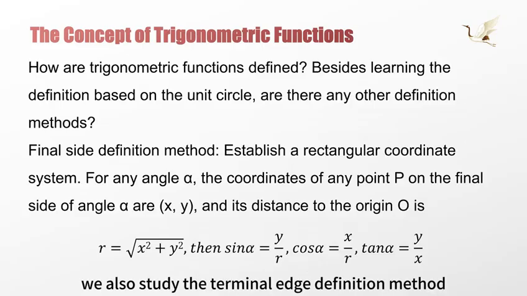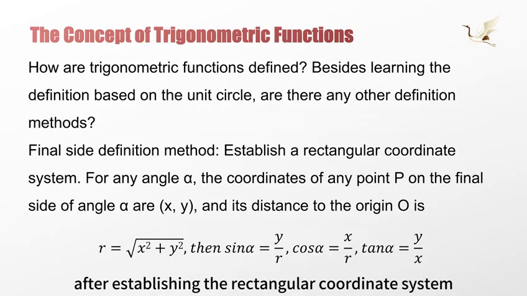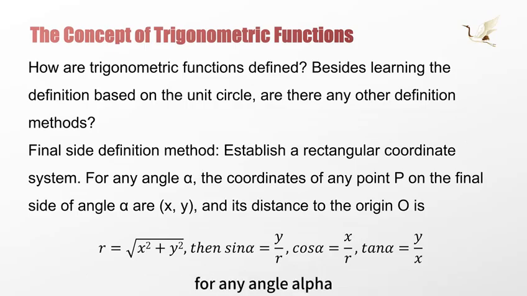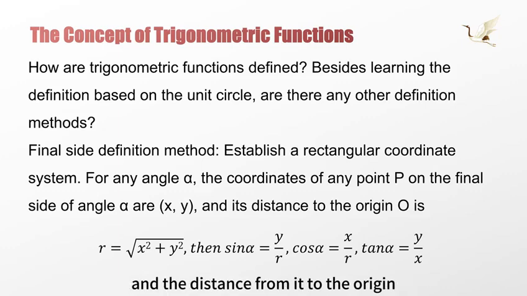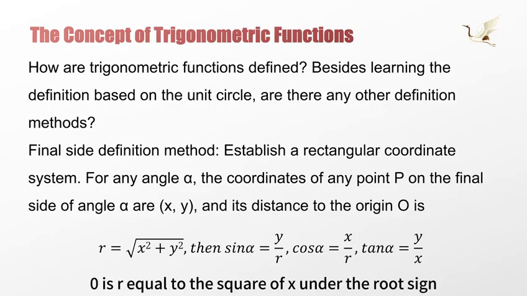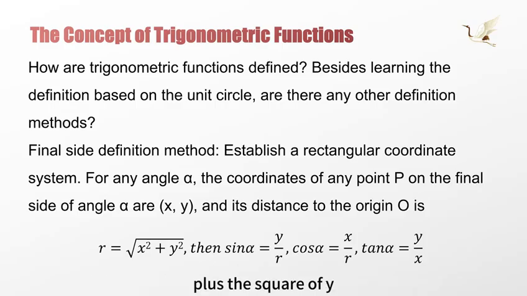We also studied the terminal side definition method. After establishing the rectangular coordinate system for any angle alpha, the coordinates of any point P on the terminal side of the angle alpha are x, y, and the distance from it to the origin O is r equal to the square root of x squared plus y squared. Then sine alpha equals y over r, cosine alpha equals x over r, and tangent alpha equals y over x.